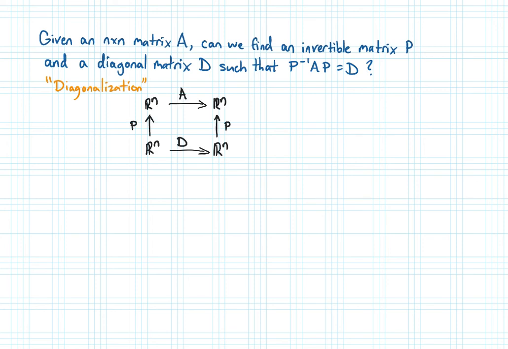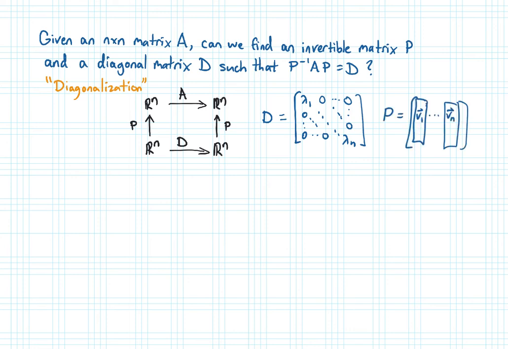Well, that would mean that you have a diagram like this, where multiplying by D is the same thing as multiplying by P, and then by A, and then by P inverse. And now, let's say that D has diagonal entries lambda 1 to lambda n, and that the columns of P are v1 to vn. And now consider the vector e1. If we multiply e1 by D, then we get the first column of D. But if you look at the first column of D, it's actually e1 scalar multiplied by lambda 1.